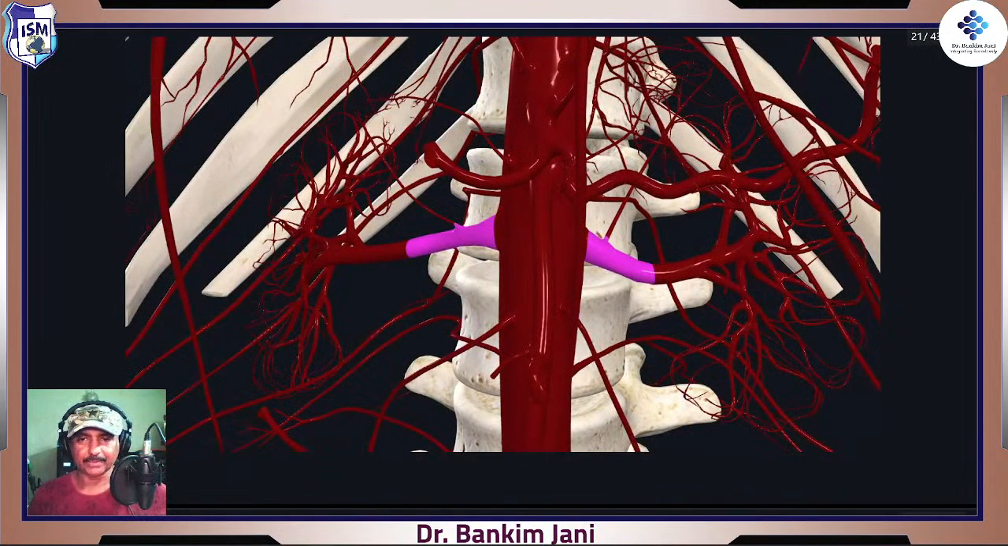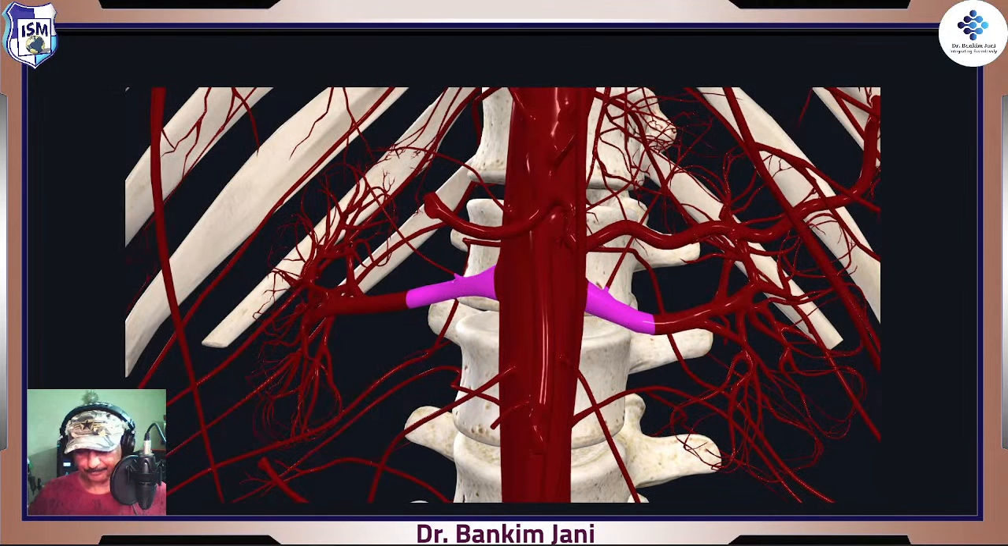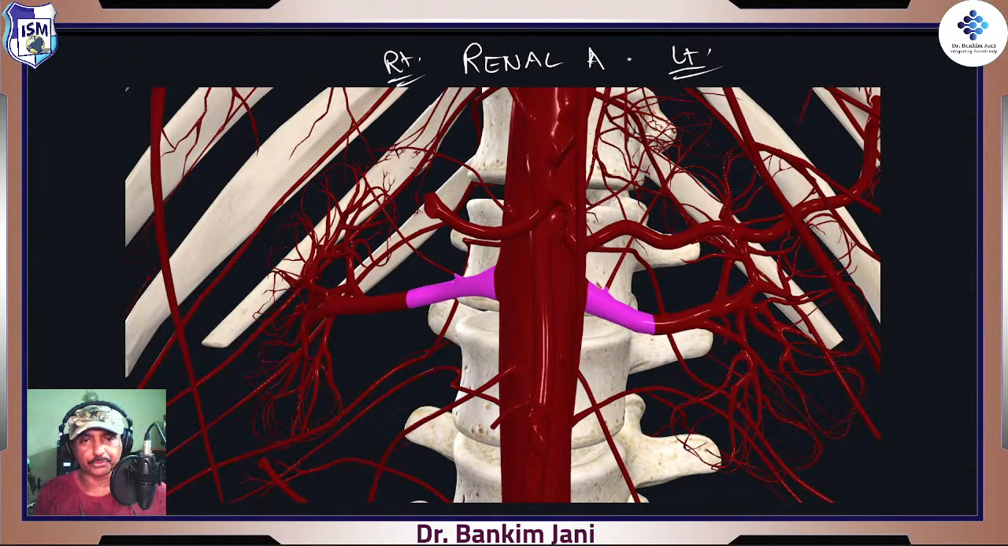Easy, right? These are renal arteries, which are for the kidney. So that is the right renal artery and the left renal artery. Now there are branches which will be going to the suprarenals, etc., but we'll discuss everything then. So here it is, this one, the right and left renal artery.